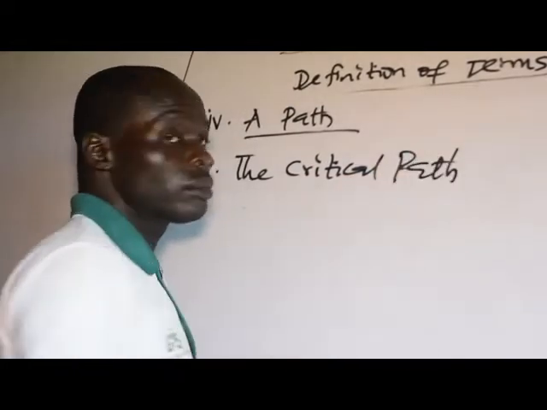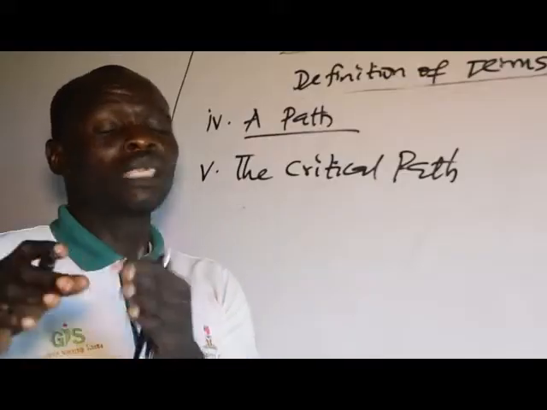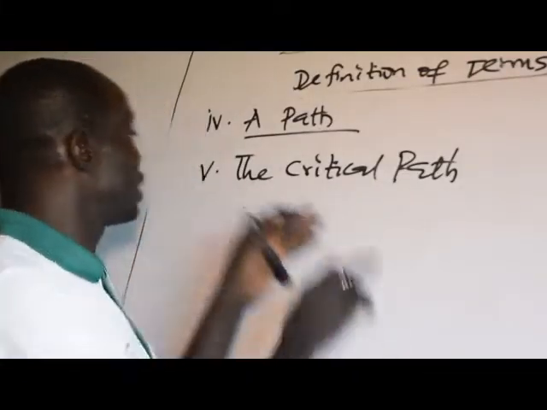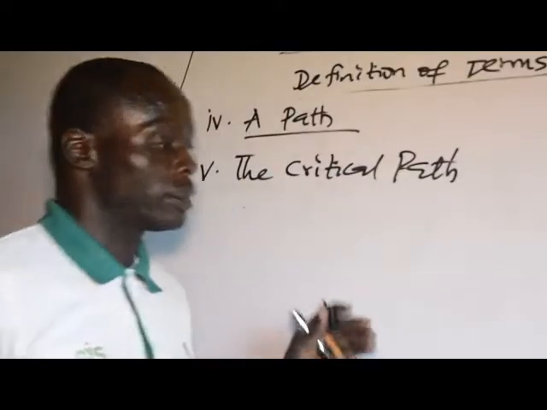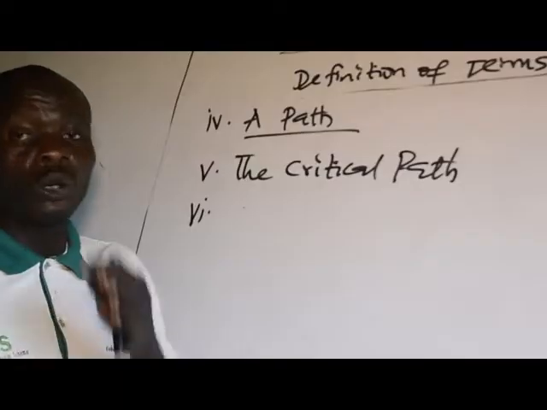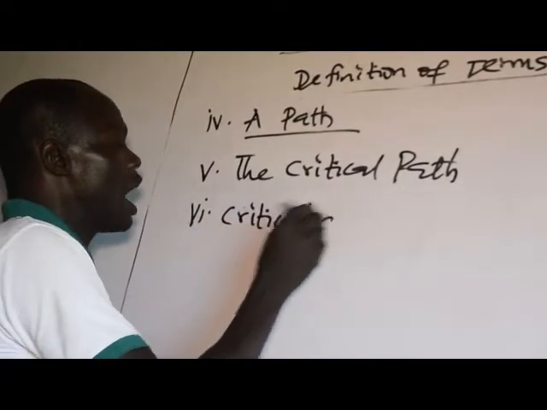Critical part is the part of the network with the longest duration. The part with the longest duration is said to be the critical part. Number 6, we have the critical activities.